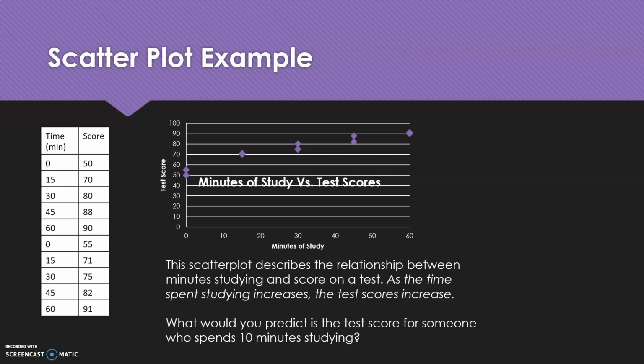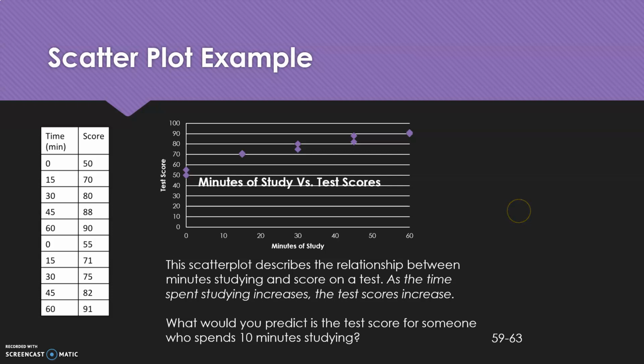So if you look here, this scatter plot describes the relationship between minutes studying and scores on a test. So as the time spent studying is increasing, the test scores are actually increasing. So the next question that I have for you is, what would you predict is the test score for someone who spends 10 minutes studying? If you said anything between 59 and 63, I think that is a good estimate.